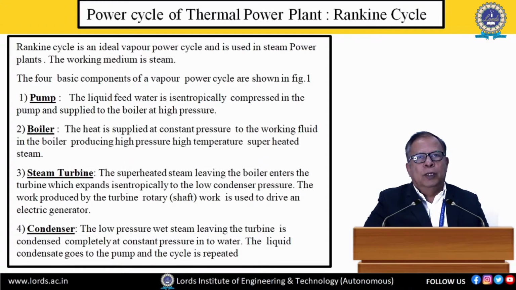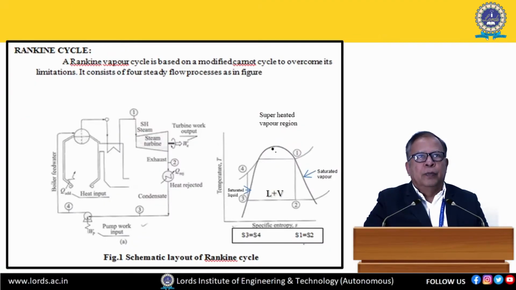The work produced by the turbine, that is rotary work, is used to drive an electric generator. Then the low pressure wet steam leaving the turbine is condensed completely at constant pressure into water. The liquid condensate goes to the pump and the cycle is repeated again and again. Then you can see here a schematic of a Rankine cycle. We can see the boiler, steam turbine, and then condenser and pump.